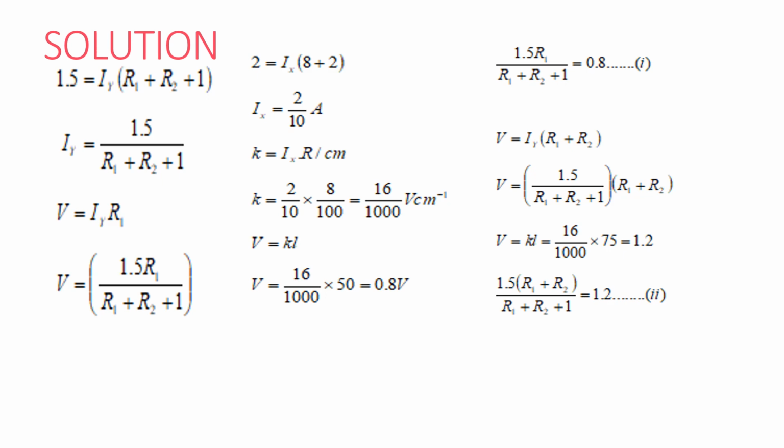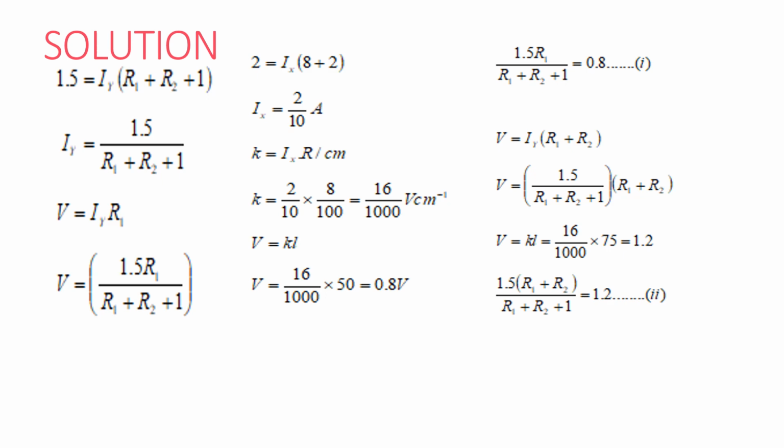So equate 0.8 V to 1.5 R1 over R1 plus R2 plus 1, because this value was the PD across R1, and that was obtained when the balance length was 50. So that is our first equation.